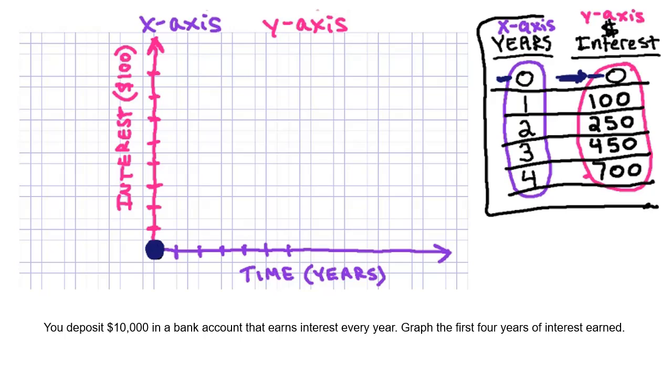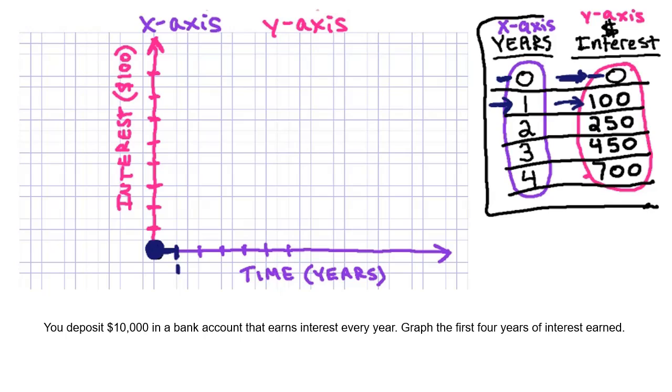So now we can continue on. Let's look at our second set of numbers. Now we're at 1 year. So in 1 year, you earned $100 of interest. So the 1 year is going to be your x value. So we're going to count over to the right 1 increment. So here's 1 right here.